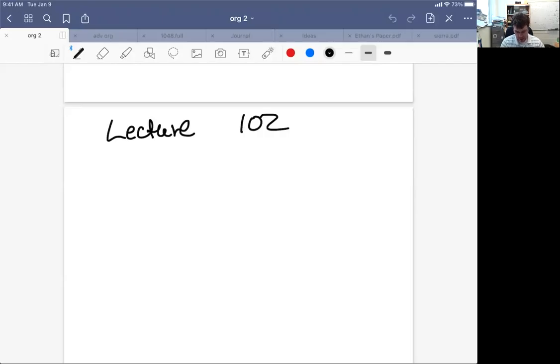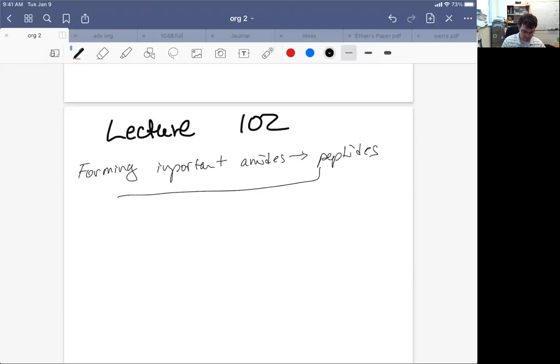Okay, so we covered the reactions of amides and that sort of thing. What I want to do now is talk about some of the most important amides, and those are peptides. Peptides is kind of a weird word. Peptide is sort of another word for amide bond.